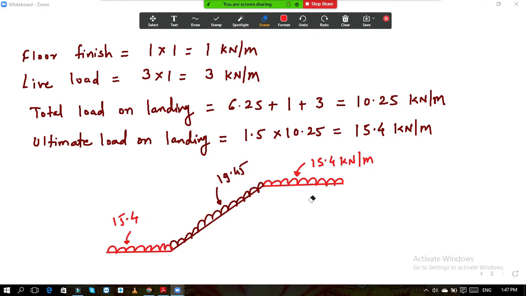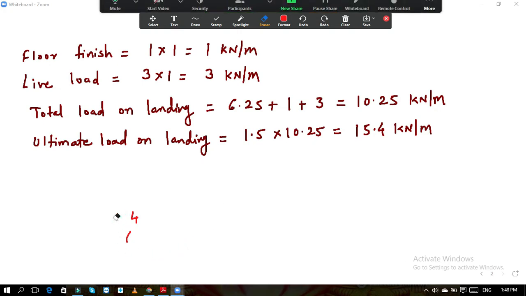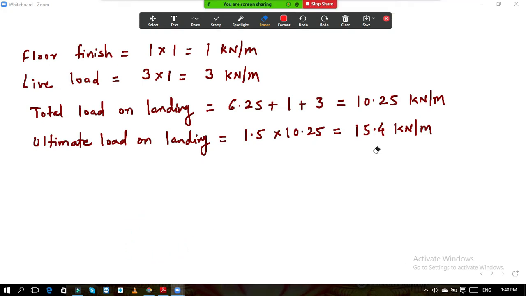See how to analyze. Here, I will draw the diagram. First of all, this is your going length, 3.08.